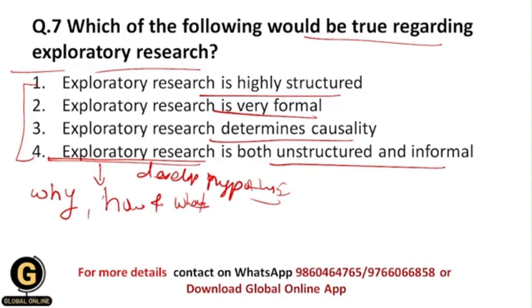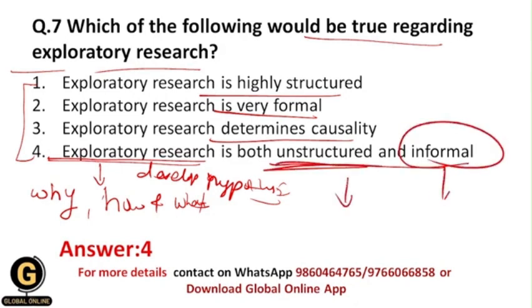And that's why the correct answer to this question is 4, because exploratory research is both unstructured, because it is not structured, and as well it is informal, because here we can use informal data collection methods as well, such as we can personally talk with the participants, okay, or we can personally go to the areas where I need to find out the data, and that's why informal ways can be followed over here, okay. So you can understand here that the characteristics of exploratory research are they are unstructured, they are informal, okay, and that's why the correct answer is 4.